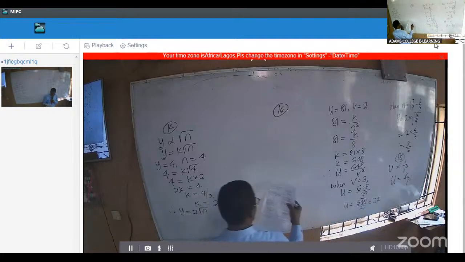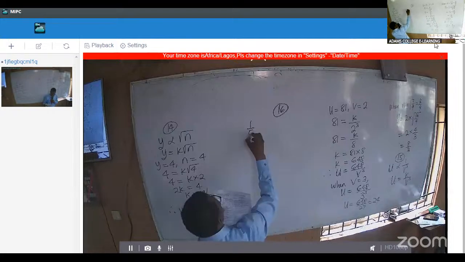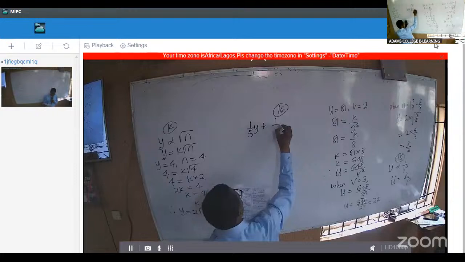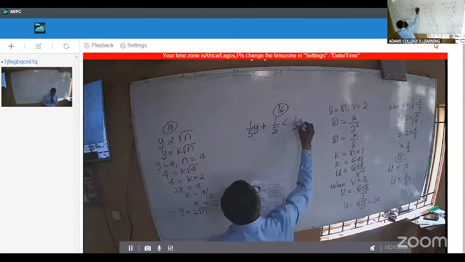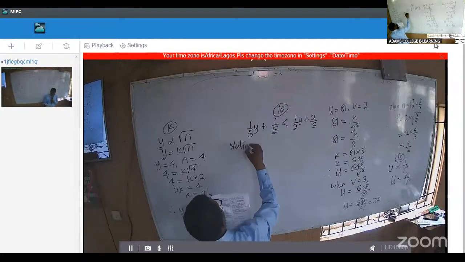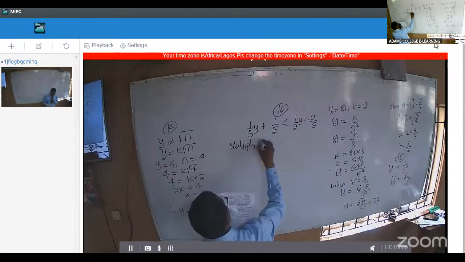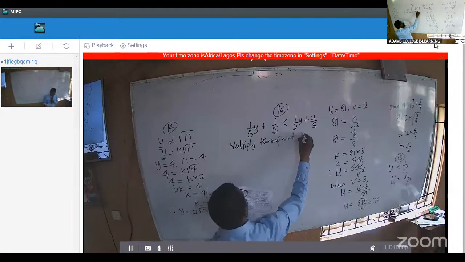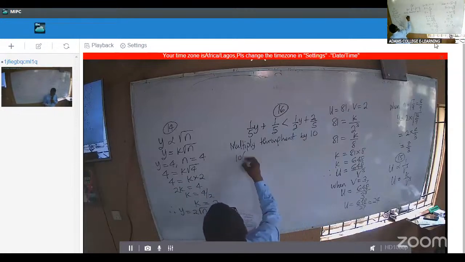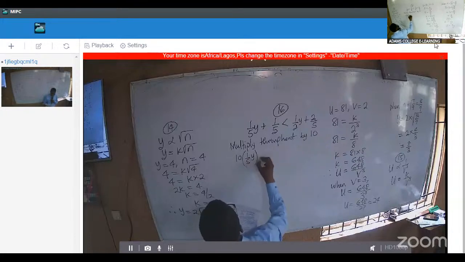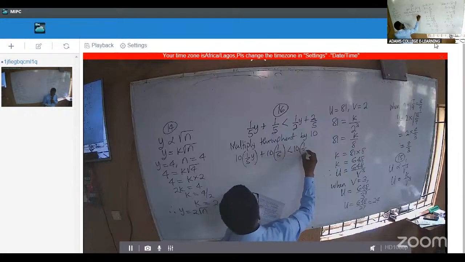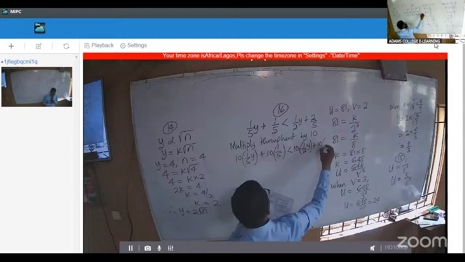1 over 5y plus 1 over 5, this inequality less than 1 over 2y plus 2 over 5. I can say multiply throughout by 10, because 10 is the LCM. So now I have 10 into 1 over 5y plus 10 into 1 over 5 less than 10 into 1 over 2y plus 10 into 2 over 5.